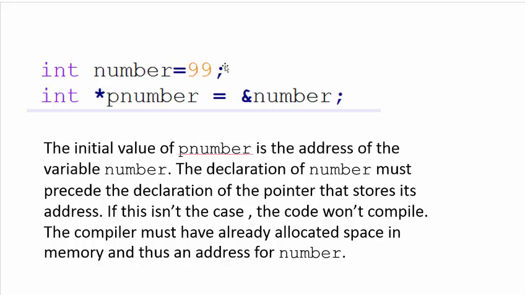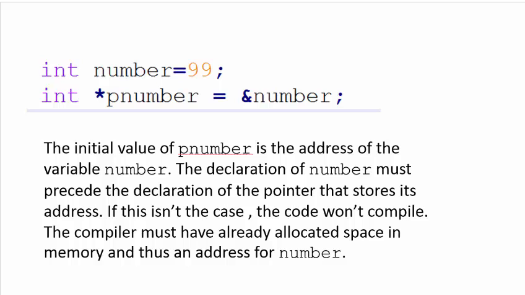You must declare the thing that's being pointed to before you declare the pointer. So the declaration of number must precede the declaration of the pointer that stores the address. If you don't do this, the code won't compile and you'll get some kind of a compiler error.